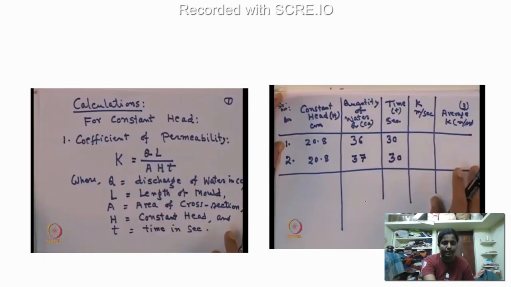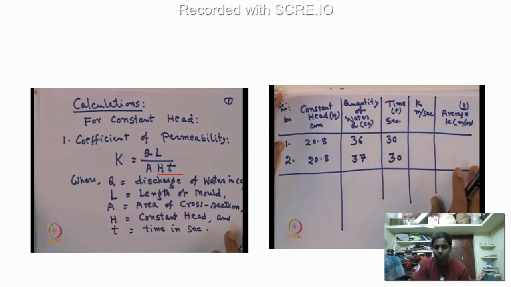So the calculation part is very easy. This formula: the coefficient of permeability K equal to QL by AHT. So Q is the discharge that you are collecting, for example, some 15 ml, 20 ml, 30 ml. Okay, where 1 ml is going to be 1 cc.